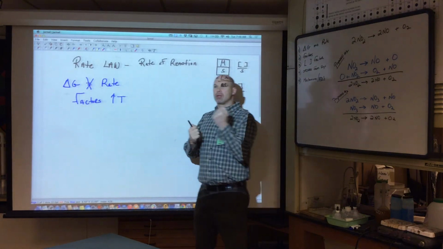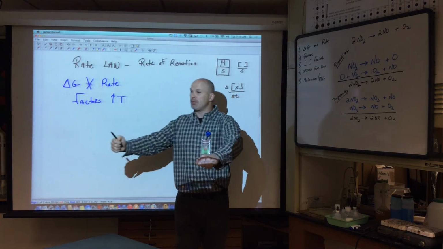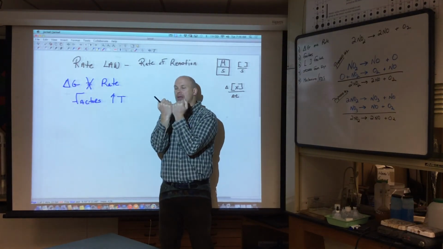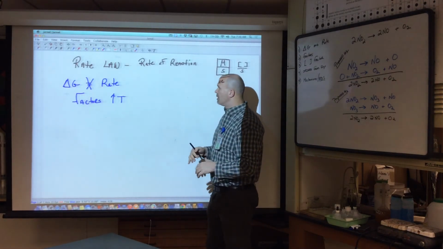Okay, now there's basically one kind of collision we need: an effective collision. We need a collision that has the proper orientation in places where bonds can occur, and the molecules have to have enough kinetic energy to overcome their repulsive forces.